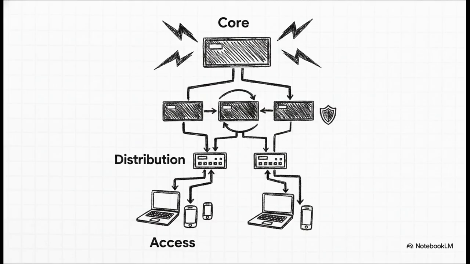Down at the bottom, we have the access layer. This is where your users actually connect, and it aggregates their traffic, sending it up via bundled links, usually using LACP to combine cables for extra bandwidth.